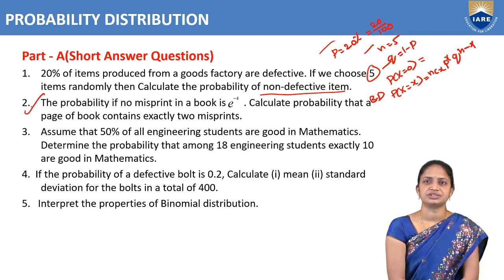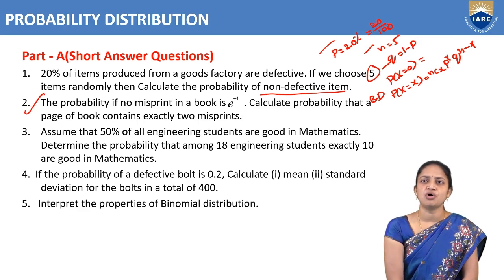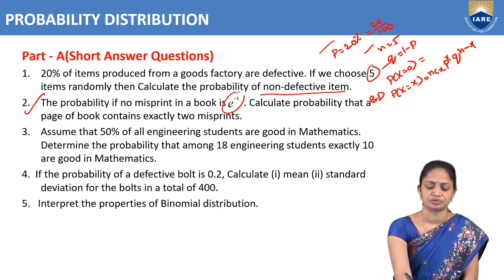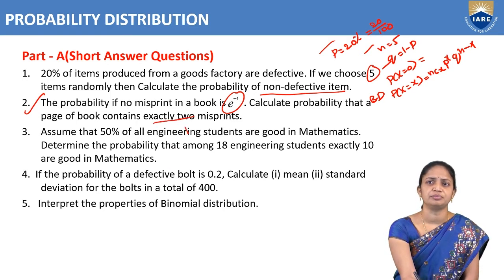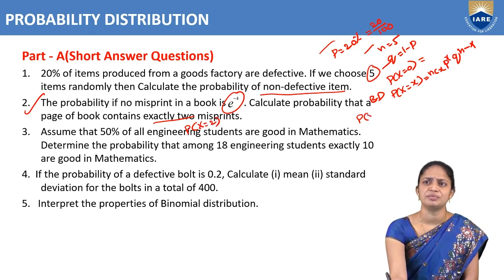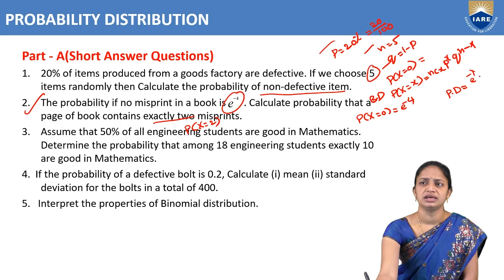Now coming to the next question: the probability of no misprint is e power minus 4. Calculate the probability that a page of a book contains exactly 2 misprints. So here we need to calculate p of x equal to 2. For no misprint, p of x equal to 0, they have given e power minus 4. Here I am using the Poisson distribution formula, that is p of x equal to e power minus lambda, lambda power x by x factorial.